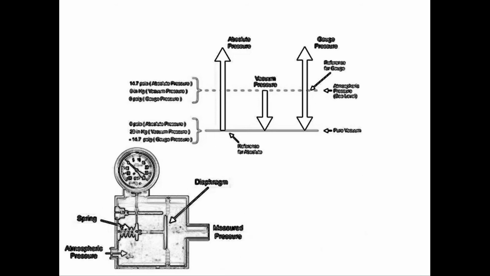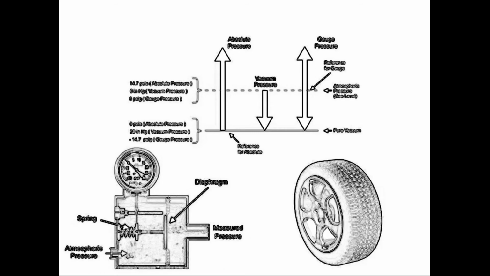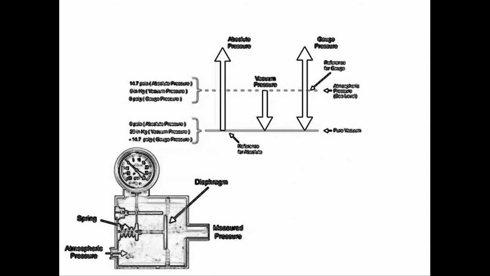Positive gauge pressures are demonstrated with an inflated tire. When the sensing element is attached to the tire, a positive pressure is indicated on the gauge. Negative gauge pressures are indicated on the gauge with pressures below atmospheric pressure. The maximum negative value for gauge pressure is pure vacuum, or negative 14.7 PSIG.